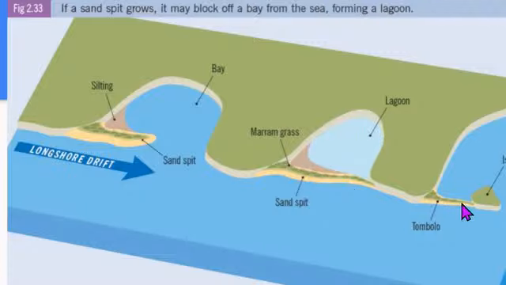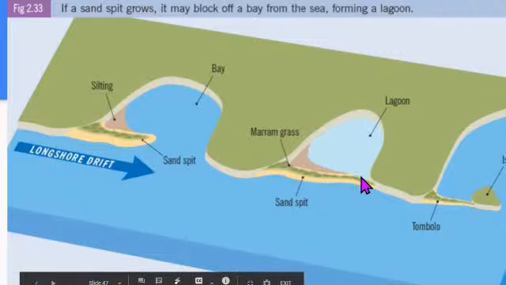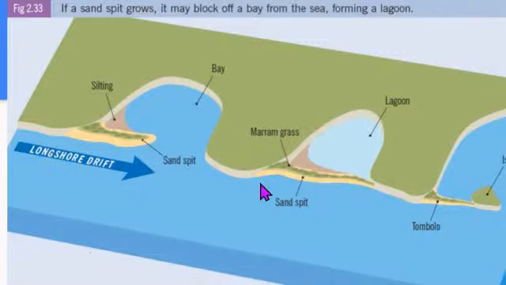And once it extends and touches an island, you end up with a tombolo. So that is basically a synopsis of all of what we just went through. Okay? So that would have been it for our features of deposition. If you have any questions relating to features of deposition, you can let me know.